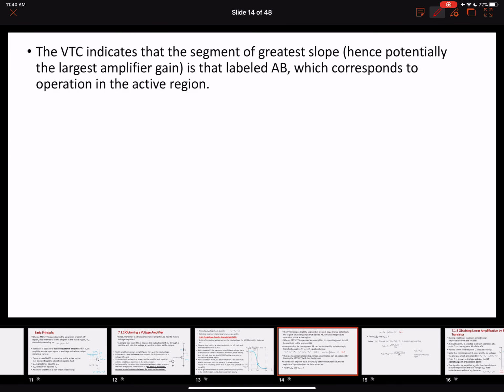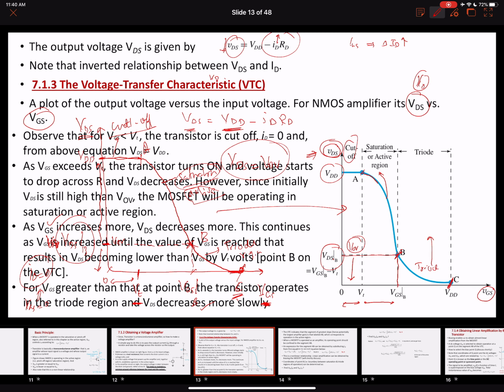Another important concept: just by looking at this plot, we can see that this is the region of operation between points A and B where we can achieve high amplification, right? Over here the slope is smaller, and since we want a constant current, neglecting the channel length modulation effect again, we want to operate the transistor in the saturation region, right? And the saturation region has a higher slope, and the highest slope over here.